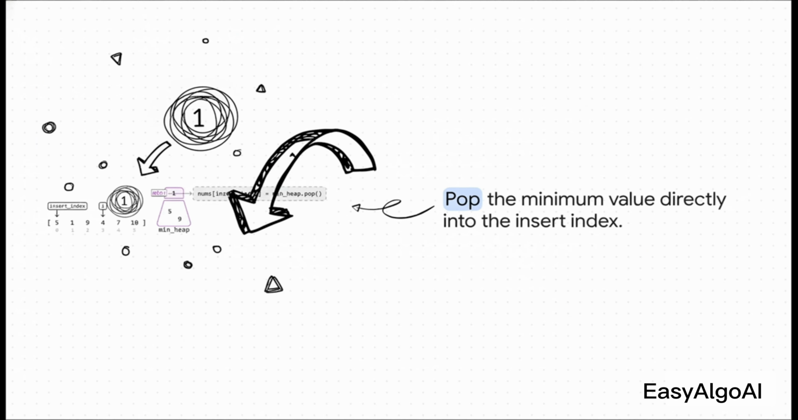Then the magic happens. We simply pop that absolute minimum value straight out of the heap. Right here, the heap spits out the number 1. We drop that number directly into our current insert index, index 0. Just like that, the first element is officially sorted.